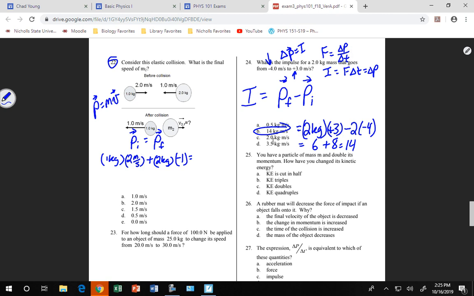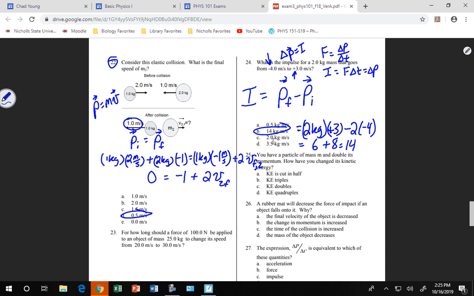And then that's going to equal 1 kilogram times -1 meters per second. I got that from right here. Plus 2 kilograms times V2F, and then I solve for that. Got to watch your signs on these, because if you do your signs incorrectly, you're probably going to get the answer wrong. Let's see. That's 2 minus 2, so this side is 0. -1 plus 2 V2F. So V2F has to be 1/2.